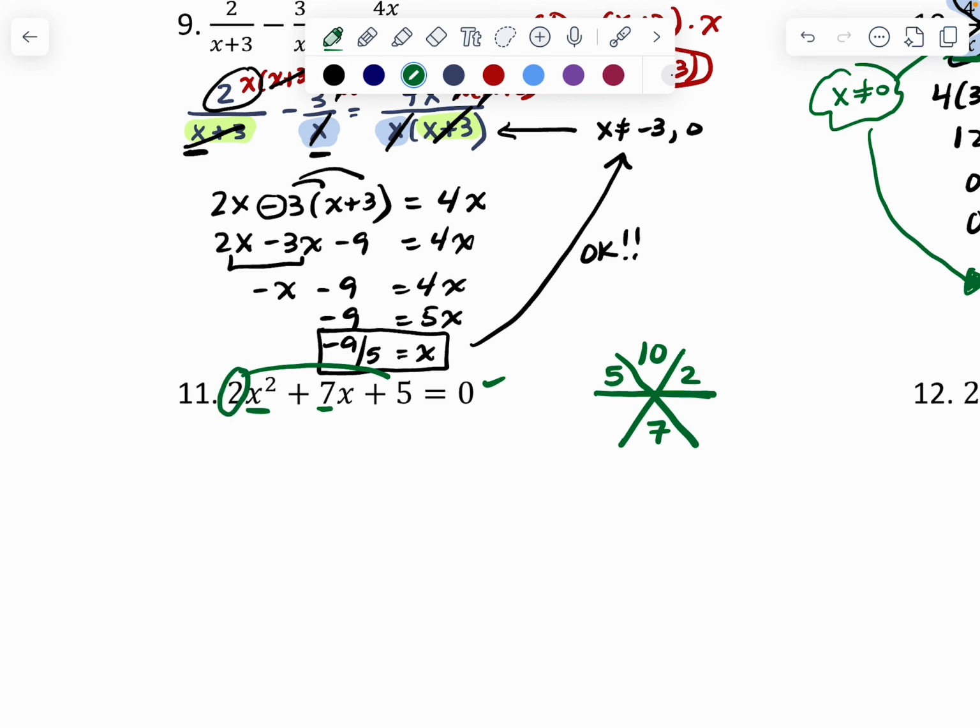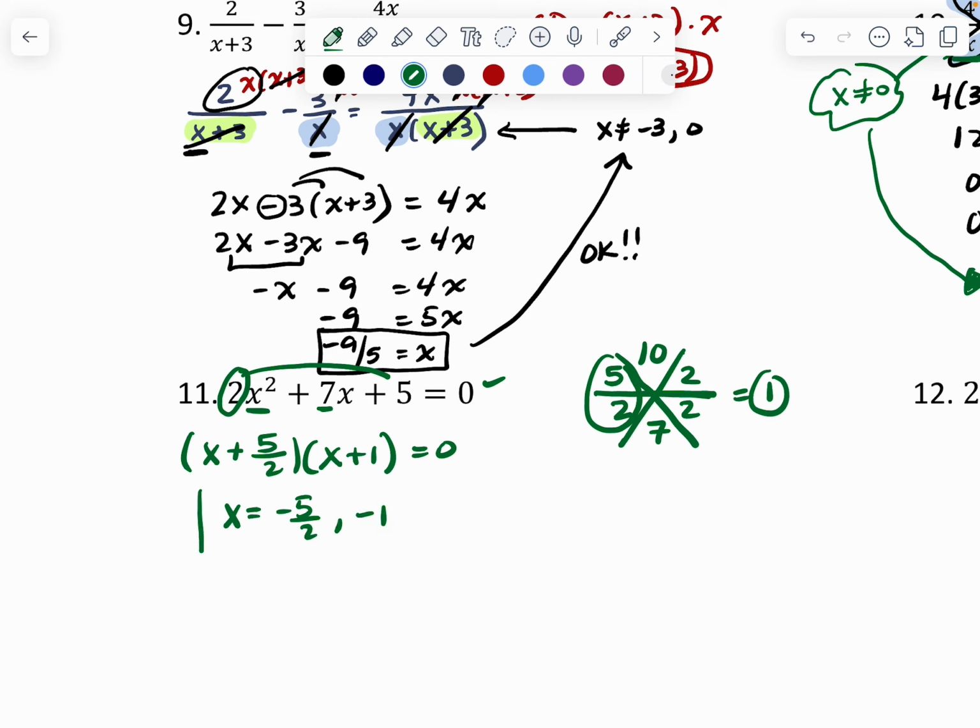Divide by your leading coefficient. And this reduces to 1. This does not reduce at all. So then this is going to factor to x plus 5 over 2 times x plus 1 equals 0. Setting them both equal to 0, you're going to get x equals negative 5 over 2 and x equals negative 1. And there are no excluded values on this one because the original problem didn't have any denominators. So whatever you get should work.